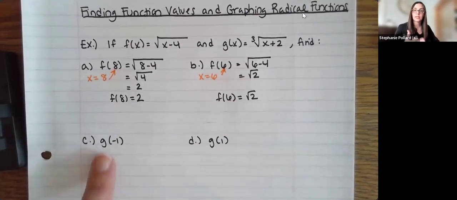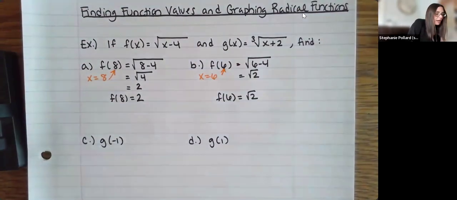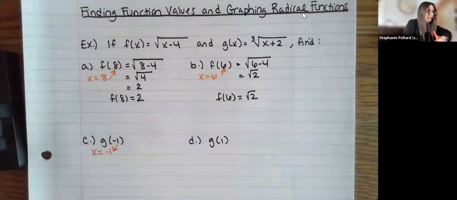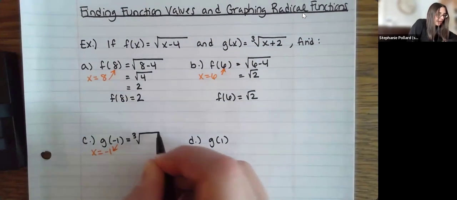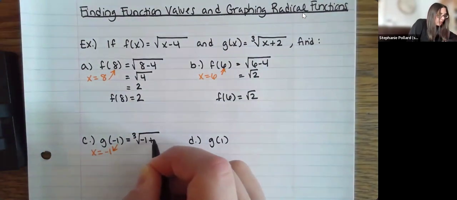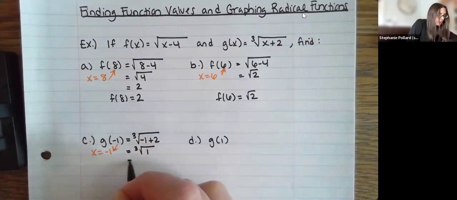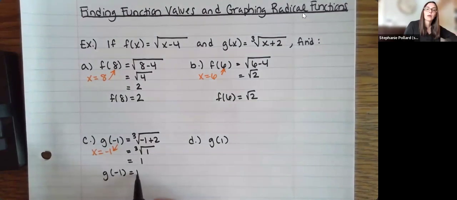Now for g, we'll do the same thing. I am switching to the g function here, but it's the same process. I'm going to let my x value be -1 this time. So I'm using the cube root, and I have -1 plus 2. That becomes +1, and the cube root of 1 is actually 1. So g of -1 is equal to 1.